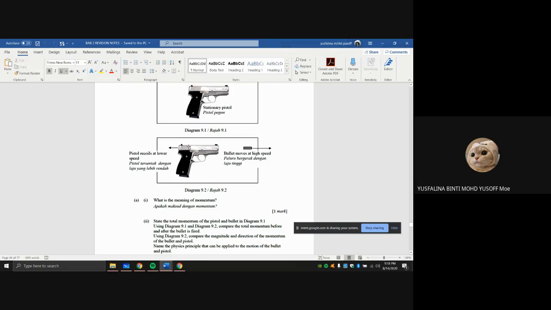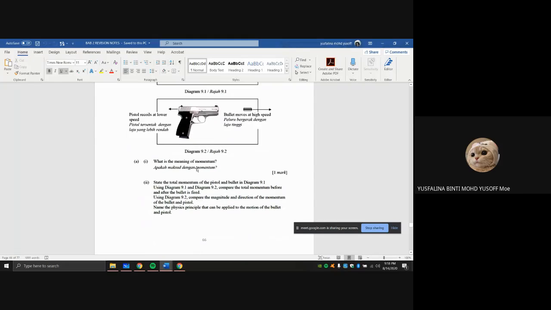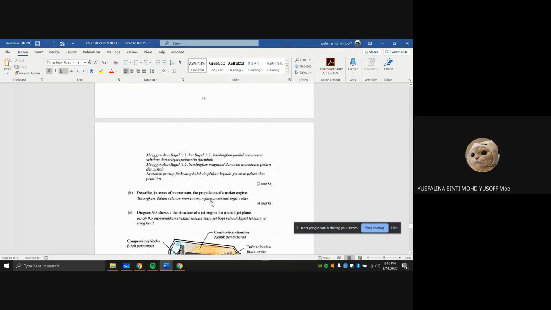Okay, the magnitude of the momentum is the same for the bullet and for the pistol. Name the physics principle that can be applied to the motion of the bullet and the pistol. This one is the principle of conservation of momentum, right? So for part B, this one is the explanation question.